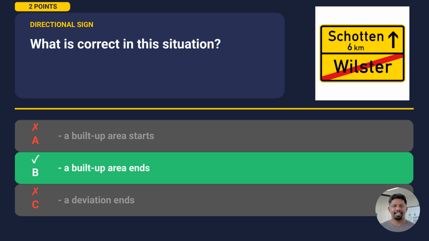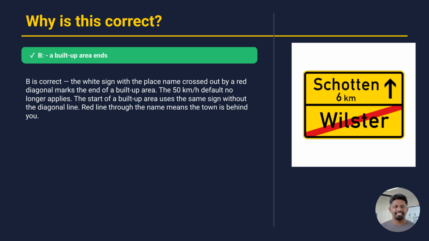The correct answer is B. Let's understand why. B is correct. The white sign with the place name crossed out by a red diagonal marks the end of a built up area. The 50 kilometers per hour default no longer applies. The start of a built up area uses the same sign without the diagonal line. A red line through the name means the town is behind you. All right, let's move on to the next question.